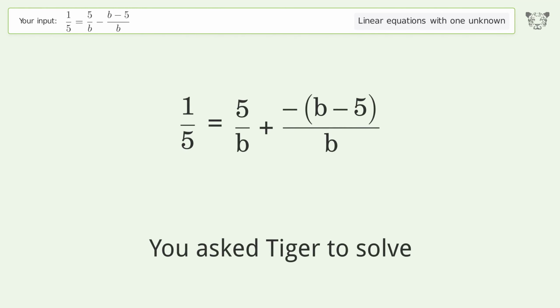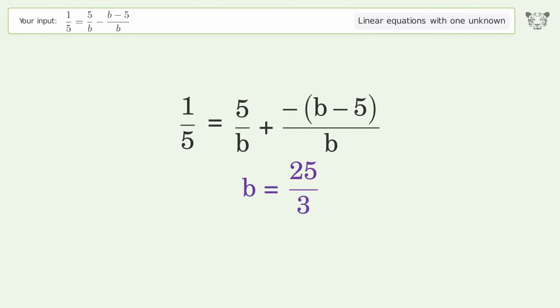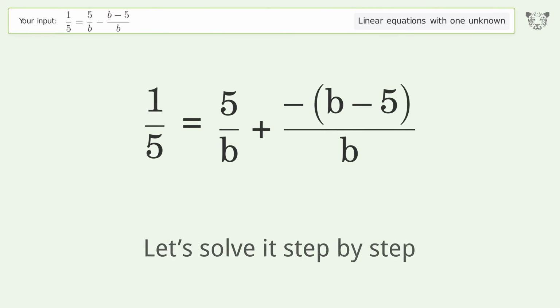You ask Tiger to solve. This deals with linear equations with one unknown. The final result is b equals 25/3. Let's solve it step by step.